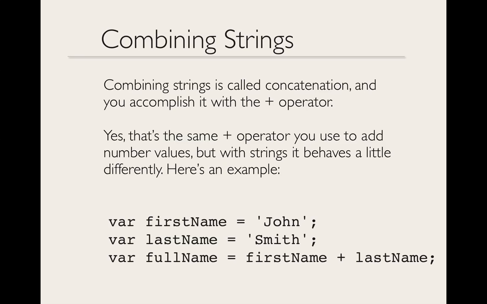You can also combine strings, these combinations of letters or glyphs or symbols, however you'd like to look at it. Combining strings is called concatenation. It's smushing, smashing things together as far as strings go. So it's pretty easy to say, I've got a first name, I've got a last name, and I want to use them together. So you just use a plus symbol. It's the same plus operator used to add number values, but with strings it behaves a little differently. And there's an example for you using first name and last name.